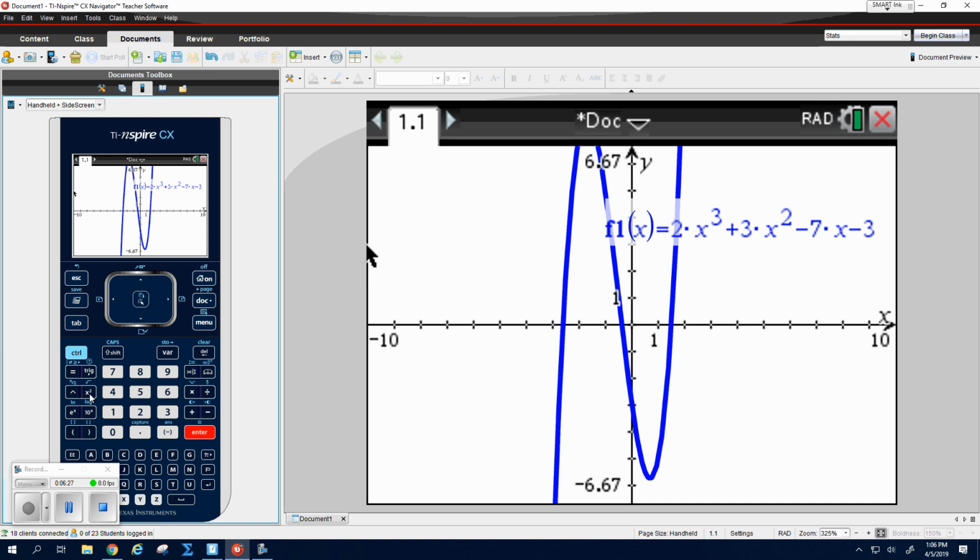How many positive solutions do we have? 1. You guys know why this is a positive solution, right? Because this is the positive x-axis, so that's like positive 1 point something. And then how many negative solutions do we have? 2. 1 right here, negative point something, and negative 2 point something. Okay?